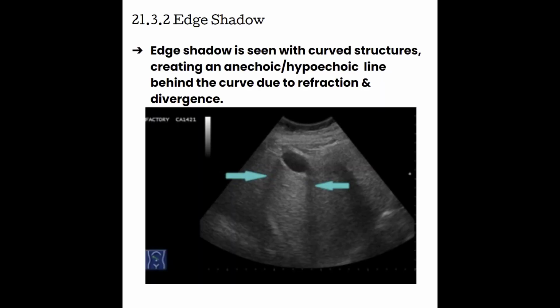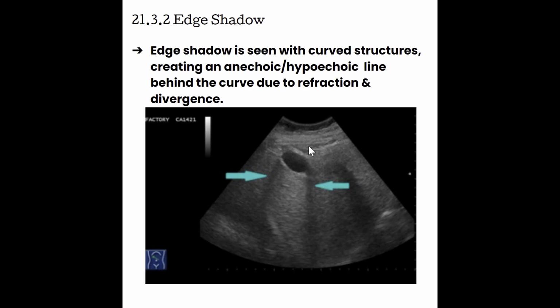Now, edge shadow is going to appear very similar on the image to regular shadowing, but instead of attenuation due to a structure, the sound beam is actually going to refract and diverge due to a rounded interface. Now, the refraction sends the sound energy in another direction, and the divergence weakens the sound beam, leaving no sound energy for what is directly behind the curve.